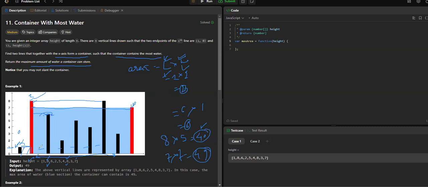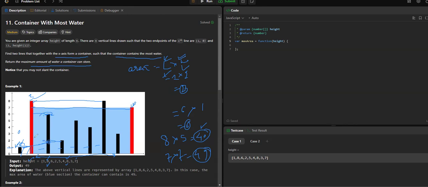So the brute force approach would be to start from the first index, find all the areas, and then out of that the maximum area can be given as the answer. Like you start from the 1, then between 1 and 8, what is the area? 1 and then 6, what is the area? 1 and 2, what is the area? And whatever maximum is coming, we can just replicate that. That could be one of the things.